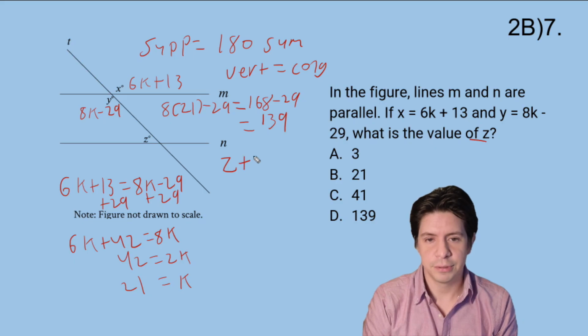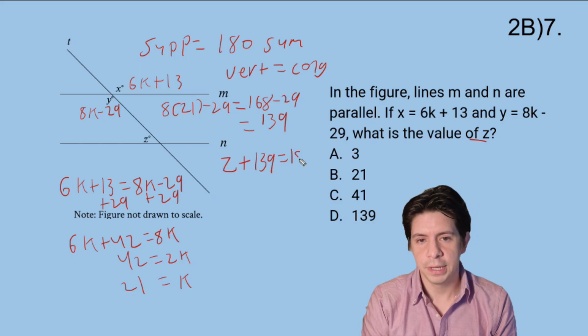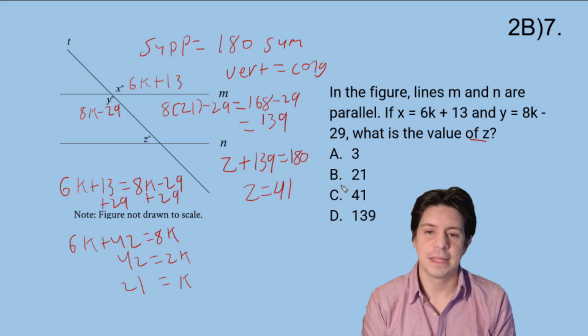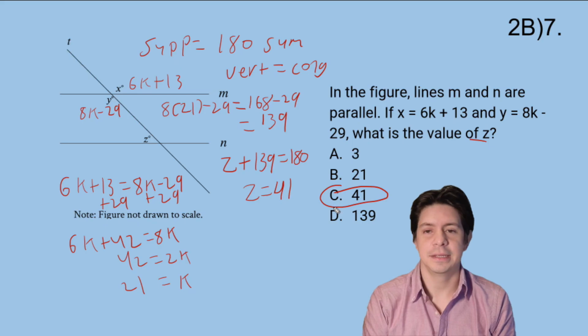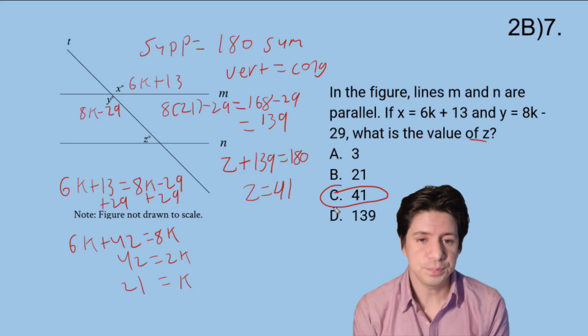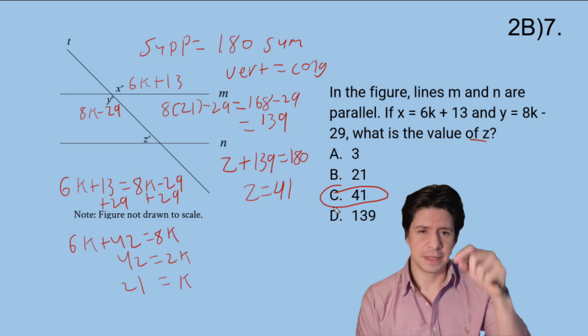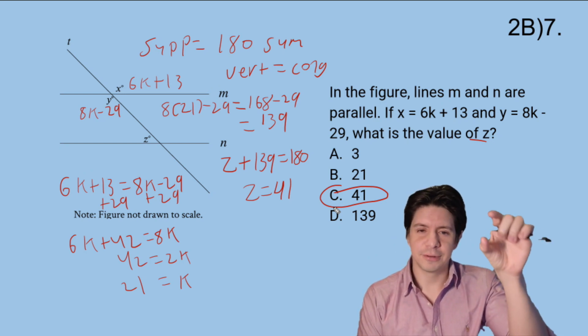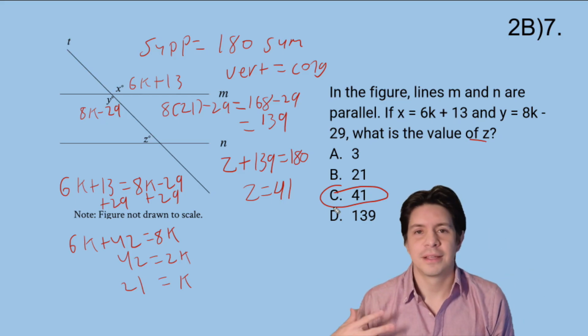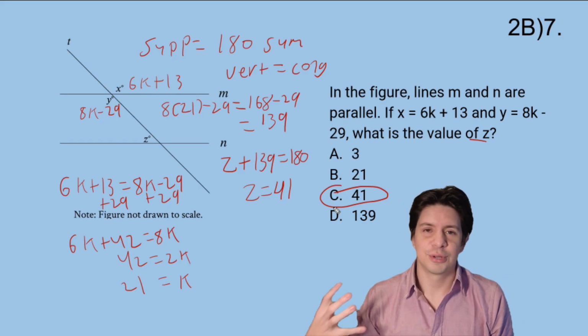So z plus 139, because they're supplementary, equals 180. So z equals 41, because we subtract 139 from each side, and we get the answer is C. Okay. So again, not too bad of a question. I think kind of a fun one to do. I love these ones that have small steps that line up and aren't too bad individually, because it feels like I'm getting a lot done, but also it's not stressful or anything.